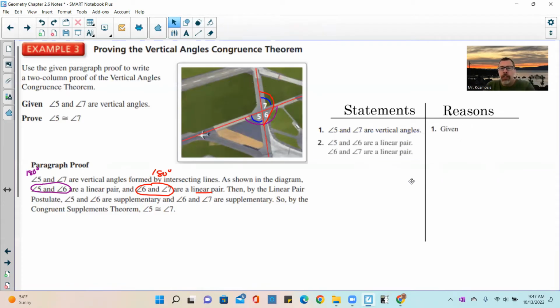The next thing that they stated was angle 5 and angle 6 are a linear pair, and angle 6 and angle 7 are a linear pair. The reason is definition of linear pair as shown in the diagram. Once you have proven something, like in a previous proof, you do not need to go through that proof again. So what did we prove back here?